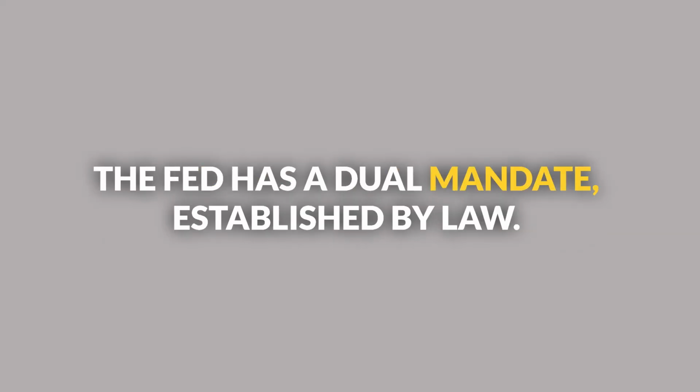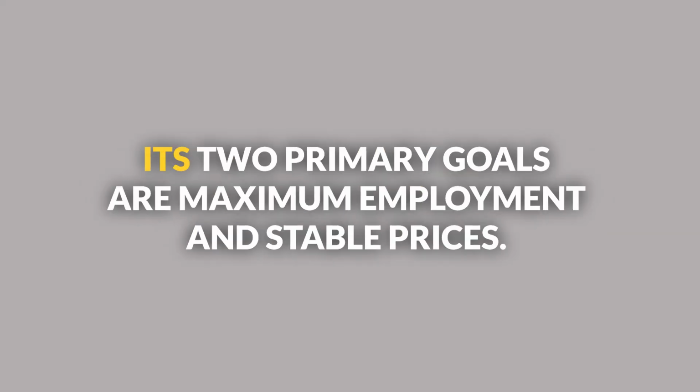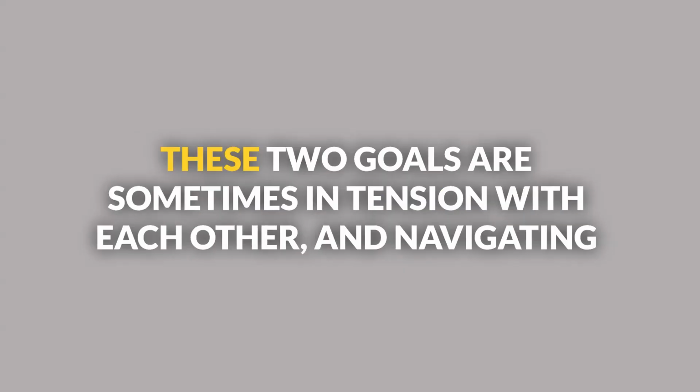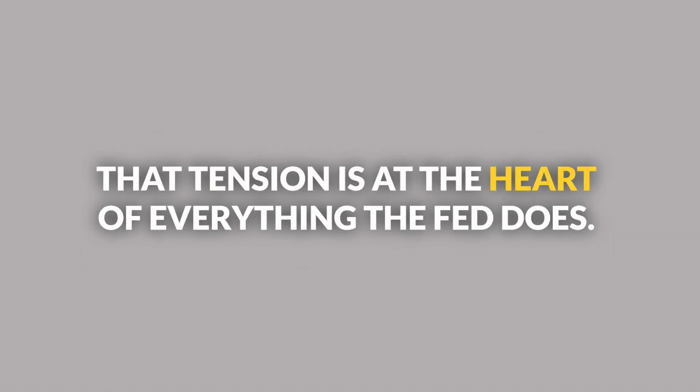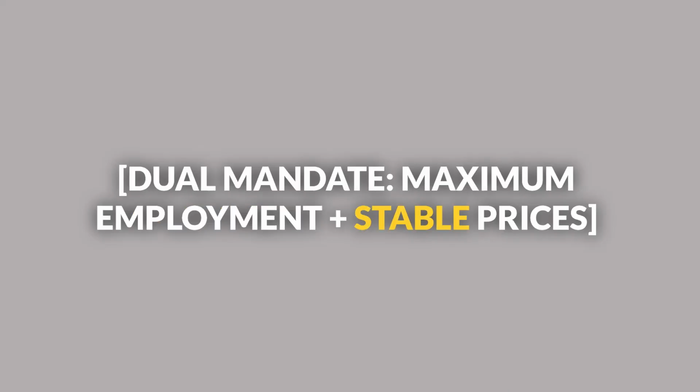The Fed has a dual mandate, established by law. Its two primary goals are maximum employment and stable prices. These two goals are sometimes in tension with each other, and navigating that tension is at the heart of everything the Fed does. The dual mandate: maximum employment plus stable prices.